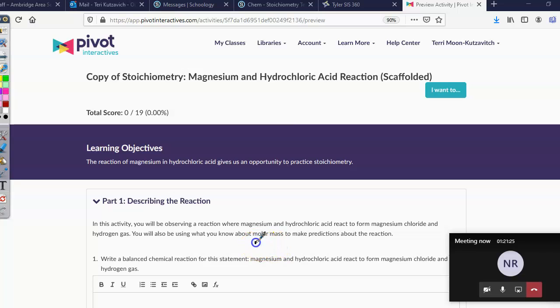So put what magnesium is. I am telling you its hydrochloric acid is HCl. It forms magnesium chloride, and then you can fill in the, well, I better tell you, the hydrogen gas. Hydrogen gas is H2 because it's a diatomic. So you put in what magnesium is, and then you write a balanced chemical equation for part 1, number 1.